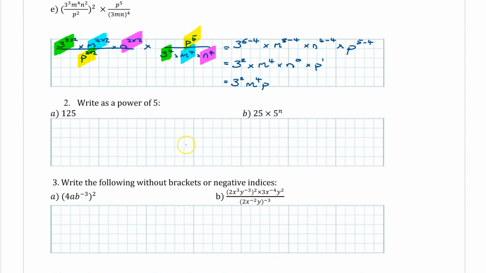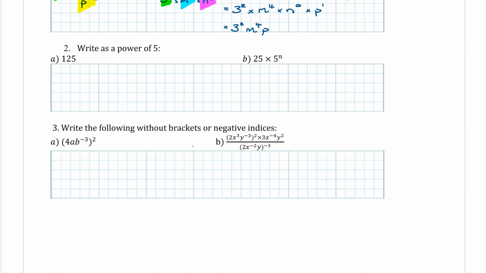Going down, we're going to look at writing things as powers. So one way to think about this is write 125 as a power of 5. What we're expecting in this case is we're going to get 5 to the power of something, but we're not sure. Eventually this will allude to something that we're doing later down the line in this topic, but one way to think about it is how many values of 5 do we have to multiply together to get a value of 125?